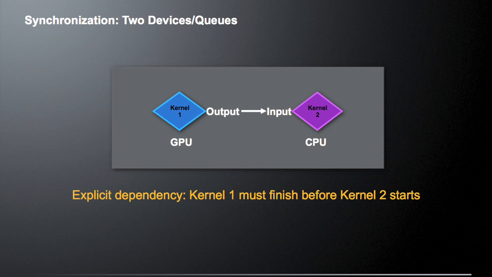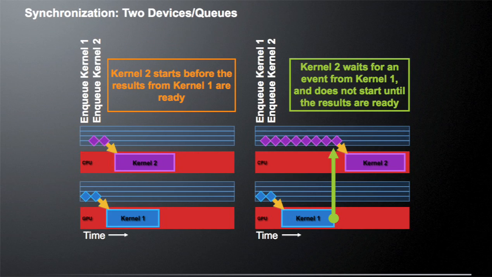So let's talk about a slightly more complicated example. Let's say we have 2 devices and 2 queues. In blue we have kernel 1, and in purple we have kernel 2. In this case we're going to have kernel 1 running on the GPU and kernel 2 running on the CPU. What's going to be a little bit different about this is that kernel 1, which is running on the GPU, is going to output some data that's going to be input into kernel 2, which is running on the CPU. So there is an explicit dependency here. Kernel 1 must finish before kernel 2 starts because the data from kernel 1 is going to be used in kernel 2. So let's look at how this would happen if we didn't use events.